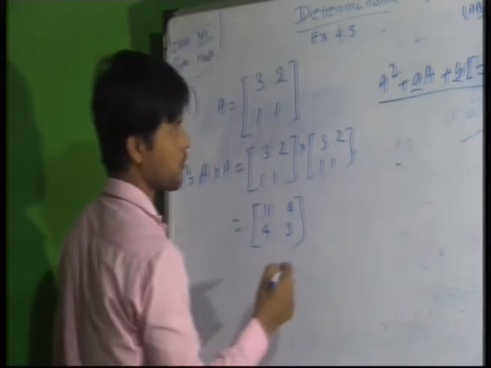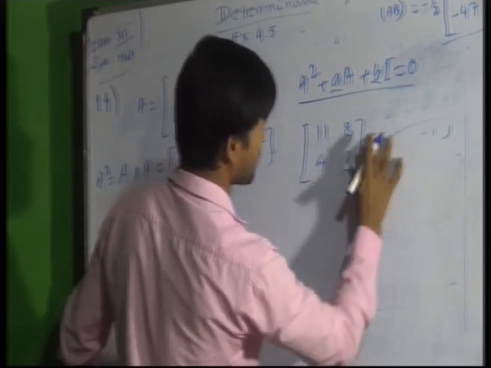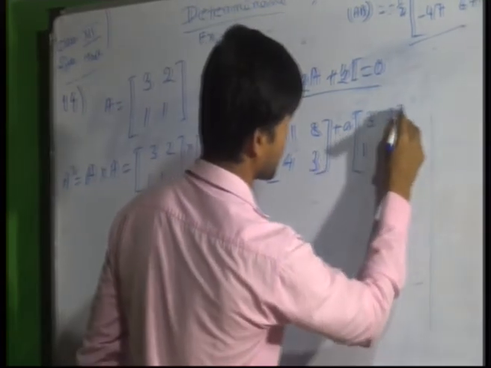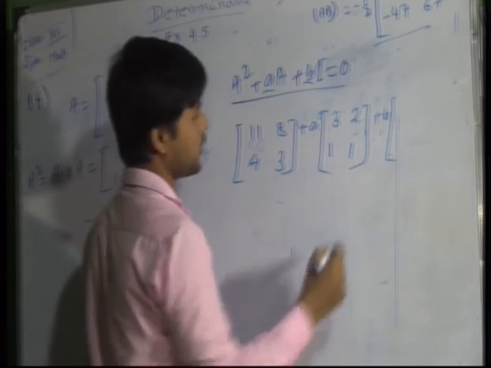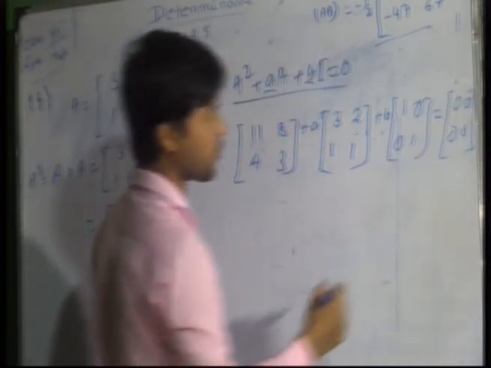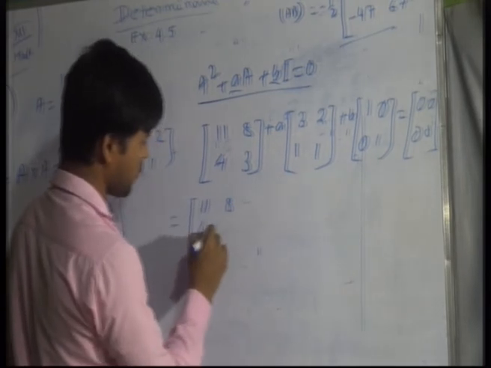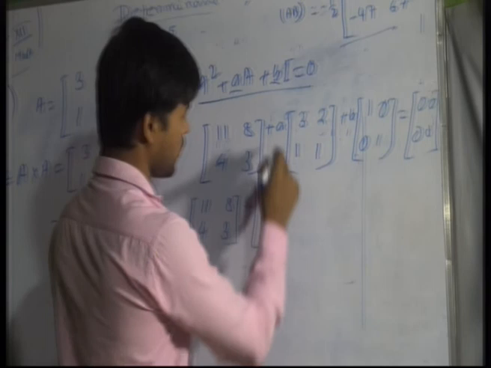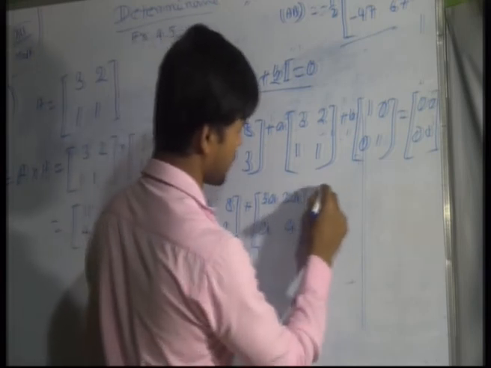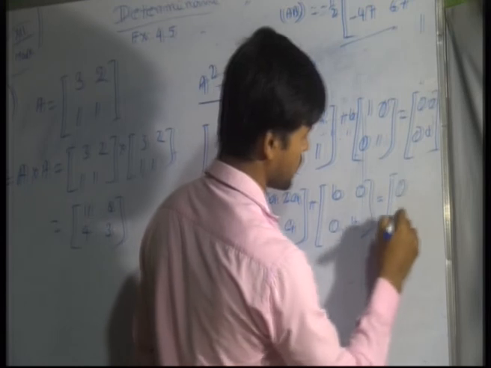Now put here. So A squared means [11 8; 4 3] plus a into the matrix A, [3 2; 1 1], plus b into I, the identity matrix of order 2, is equal to 0. It's also a matrix, called the zero matrix, whose components are all 0. That means this is [11 8; 4 3] plus, multiplying the matrix with a, this is [3a 2a; a a], and multiply the identity matrix with b, so [b 0; 0 b], is equal to the zero matrix, [0 0; 0 0].